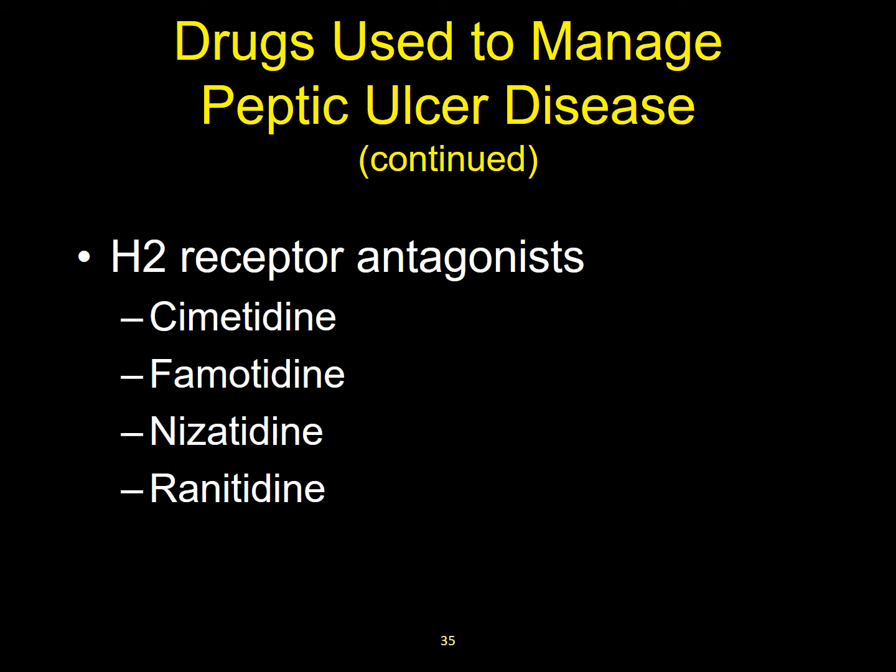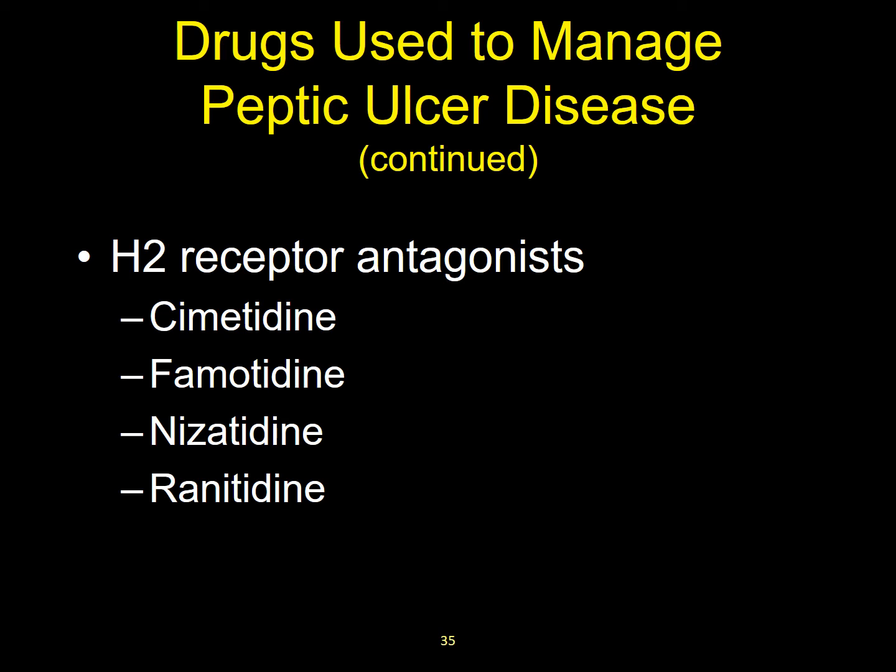Now, we also have H2 receptor blockers or histamine receptor antagonists. Let me see if I can remember the names of these. Cimetidine is marketed as Tagamet. Famotidine is marketed as Pepcid. Nizatidine is marketed as Axid. And ranitidine is marketed as Zantac. So Tagamet, Pepcid, Axid, and Zantac. That's as they appear here.